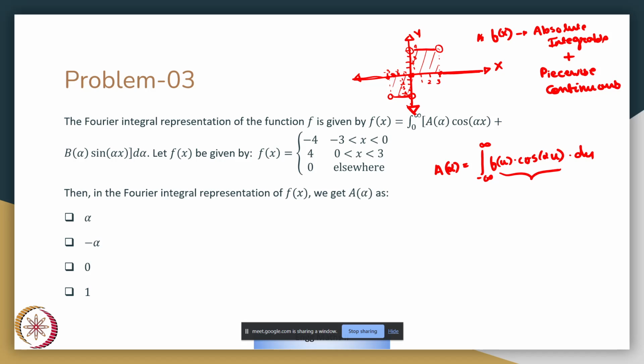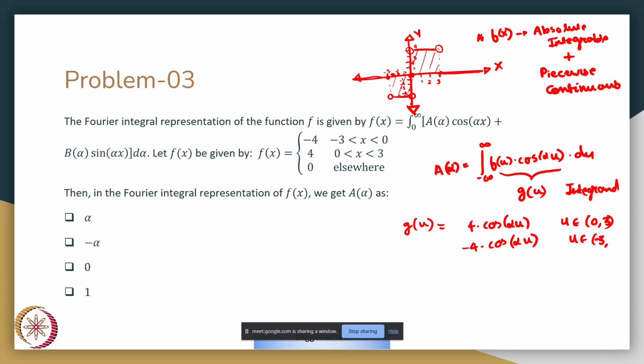Again, we look at the integrand for this case. Again, say rename it as g of u. What do we see here? So my g of u is nothing but 4 cos of alpha u when u belongs from 0 to 3 and minus 4 cos of alpha u when u belongs from minus 3 to 0, and it is 0 otherwise.